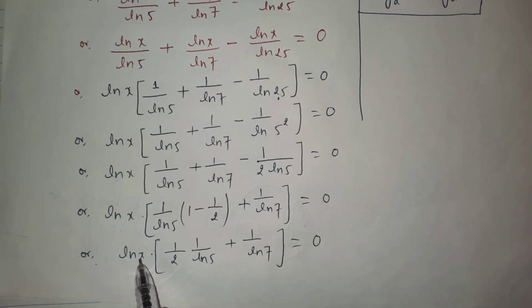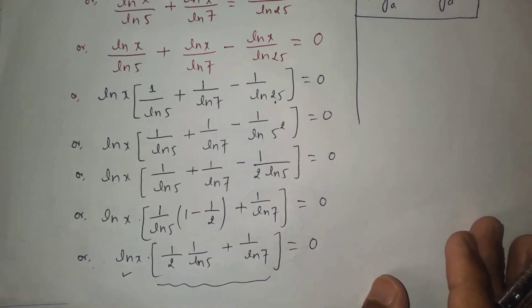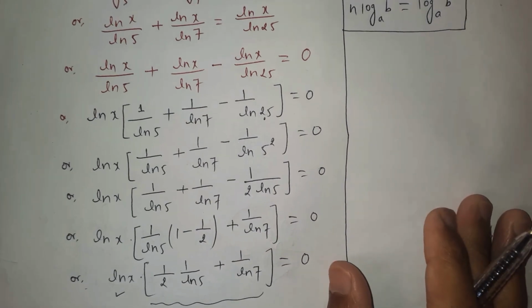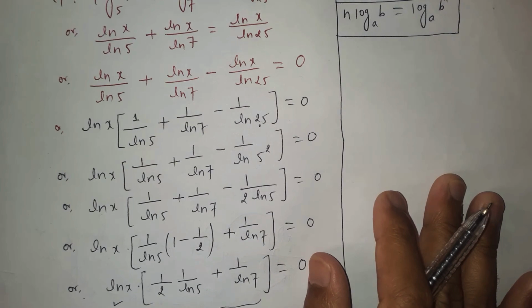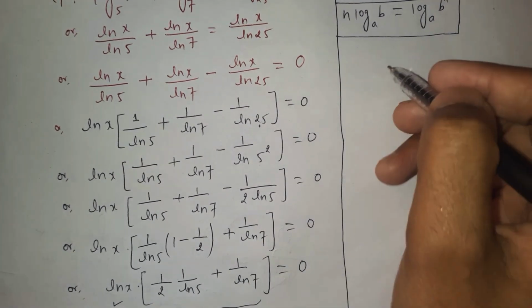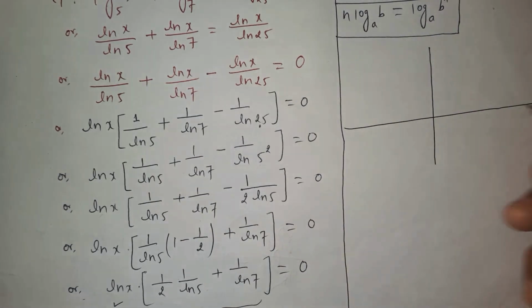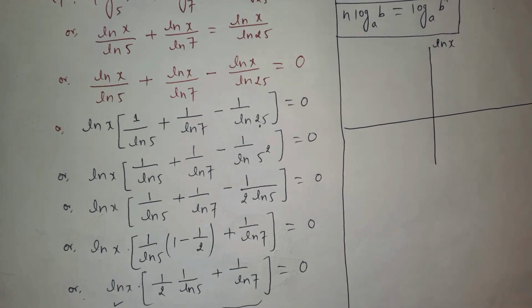Here we finally got the two factors of the given expression. One factor is ln of x, and the next factor is this term inside the bracket. And here, let me revise the graph of the logarithm, basically the natural logarithm. Let me write here the graph. This is the graph of the natural logarithm ln of x, if x is taken as the input.